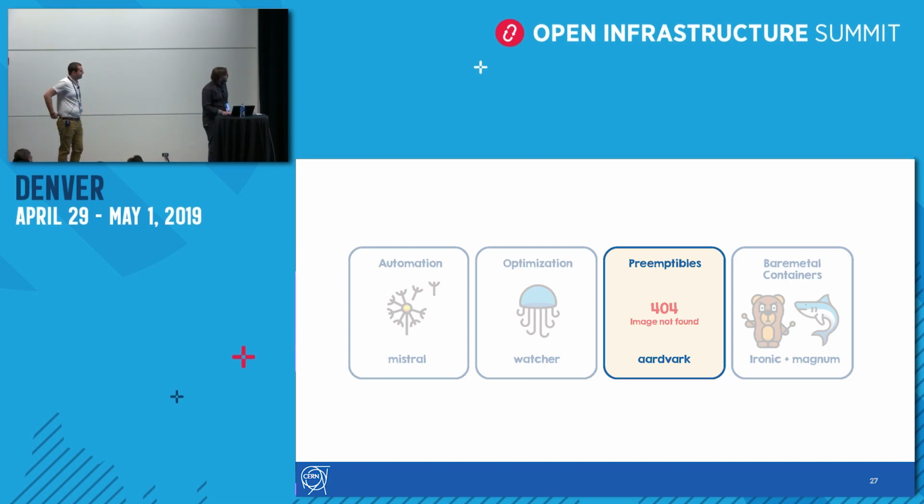I have like 5 or so minutes, so I'll try to be a bit quick. I will talk about Aardvark, which is the code name of a small engine that we created to work in conjunction with Nova to offer preemptible instances. And I will say a few things about running bare metal in containers with Magnum.